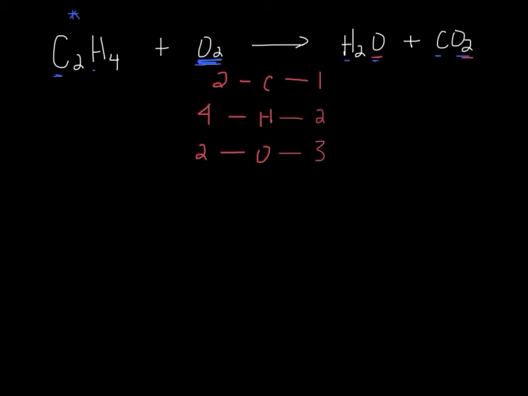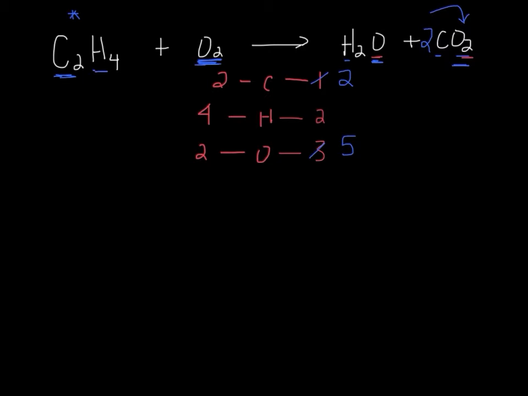I have 2 carbons on my reactant side. I'm going to put a coefficient of 2 in front of CO2 on my product side. Now I have 2 carbons on my product side, but also take a look that 2 distributes to the O2, so I have 4 oxygens right here plus 1 would give me a total of 5 oxygens. Now I balance my hydrogens.